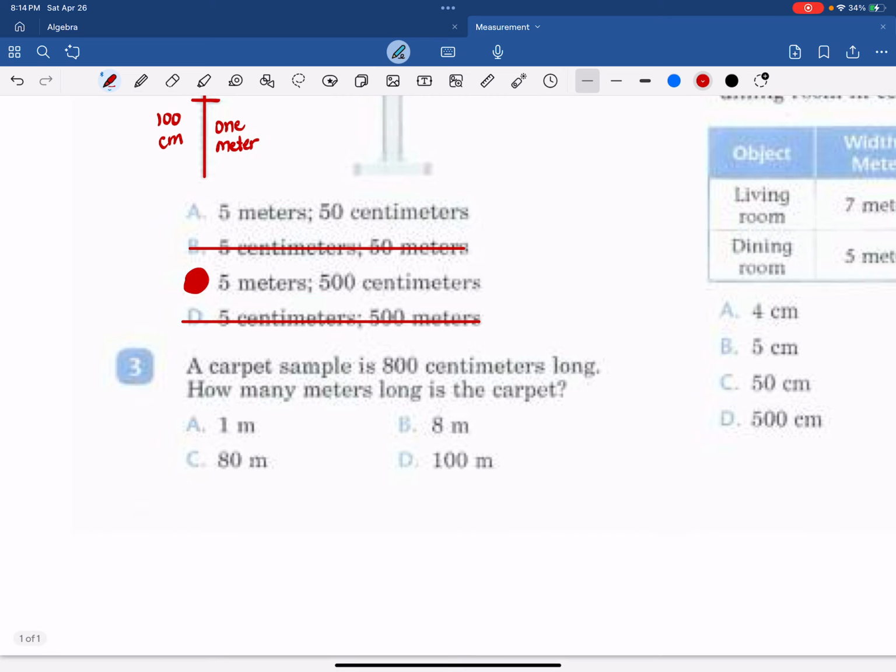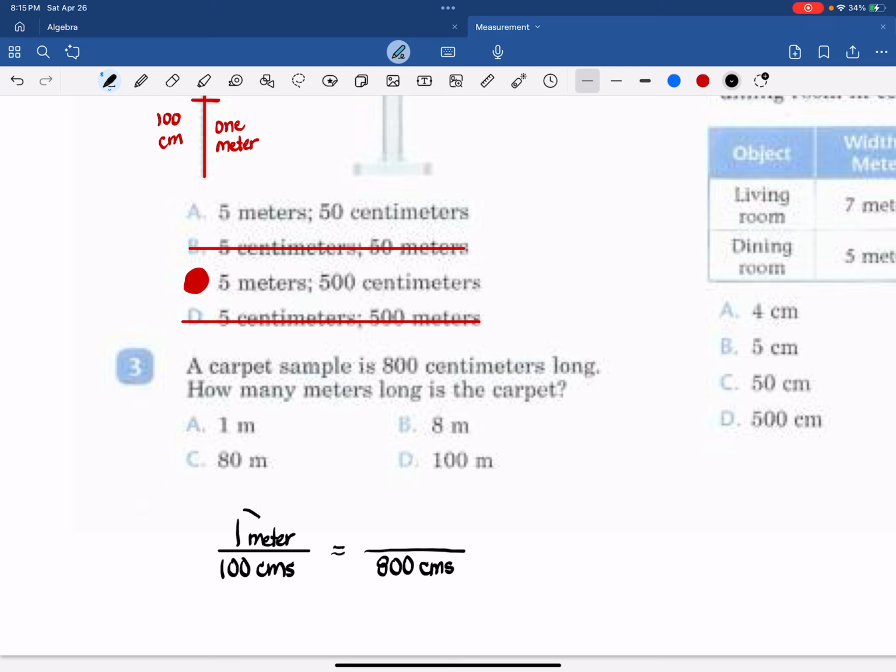A carpet sample is 800 centimeters long. How many meters long is the carpet? So if you know to just divide, you can absolutely do that. If you don't, this is a way that will work every single time. Set yourself up a proportion. You know that 1 meter is 100 centimeters. And we want to convert 800 centimeters.